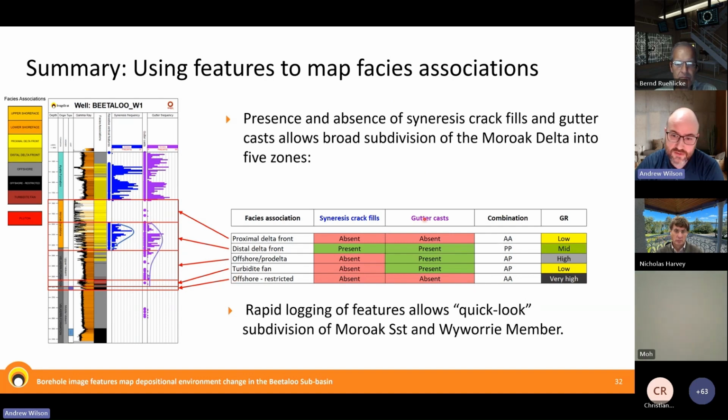based on the presence or absence of these 2 features, and in combination with the gamma ray values, we can very quickly subdivide our delta into proximal delta, distal delta, offshore, and then our turbidite fans. And really, if you were to think about that, just looking at the gamma ray, you'd be hard pressed to find that boundary. This one may be easier to guess, and this one is perhaps not too difficult too. But certainly finding these boundaries allowed us to have an independent measure to do that. So that was a really cool result.